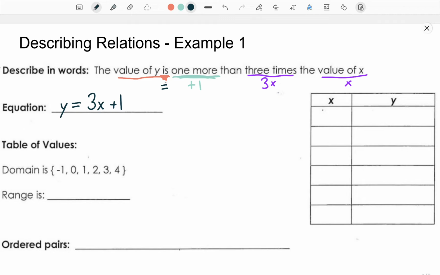So there is our equation that we've created based off that description in words. Okay, so next we could go and use the table of values. So what numbers are we going to write down in our table of values? For the numbers, what we're going to do is we're going to make use of our domain. So the domain tells us which x values to use.